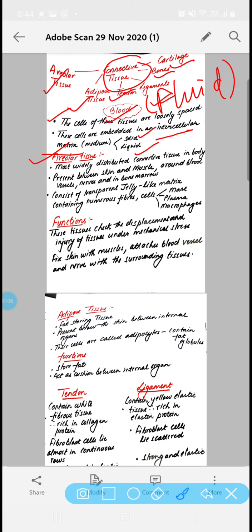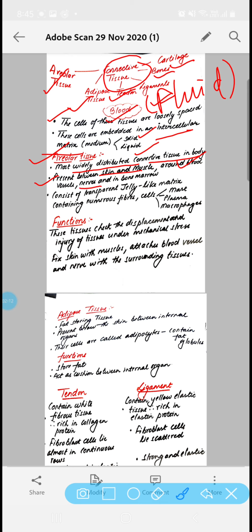Now areolar tissue is the most widely distributed connective tissue in the body. So if the question comes which animal tissue is present most widely in the body, that is the areolar tissue. It is present beneath the skin, between skin and muscle, around the blood vessels, which are the tube-like structures through which the blood flows, nerves and the bone marrow.